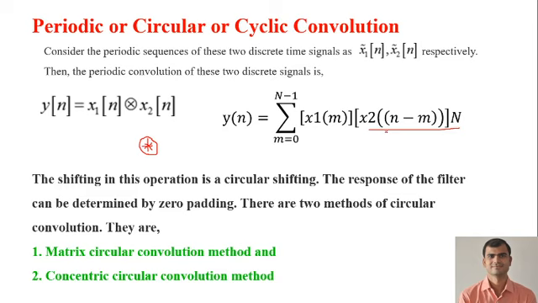I have told you that here we are using the circular shifting property, and the response we will get is determined by zero padding. Zero padding is what? To make the sequences the same length we are adding zeros. That added zero is known as zero padding. Now the periodic convolution can be done in two ways. The first is known as the matrix method, and the second one is known as the concentric circle method. In today's lecture we will see the matrix method.